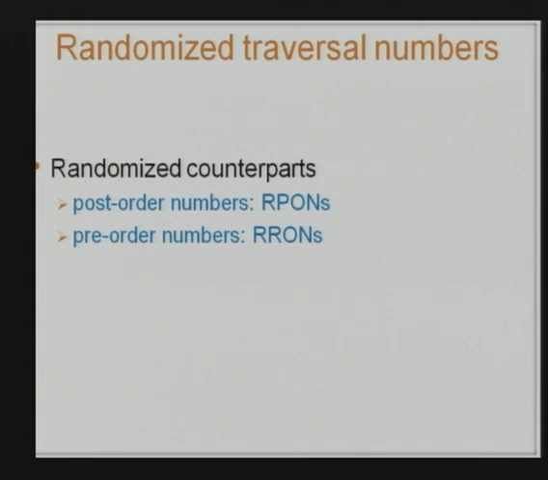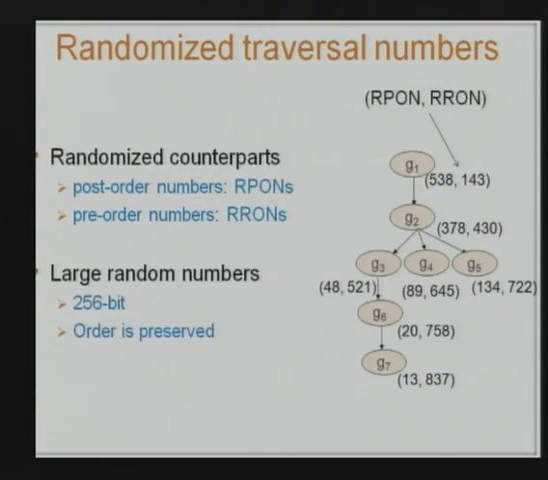Therefore, in order to prevent these leakages, we define a notion of randomized traversal numbers. We call them randomized post-order numbers, RPONs, and randomized pre-order numbers, RPRNs. Here we are talking only about non-binary trees. When we come to binary trees, we have to represent them with randomized in-order numbers, and either randomized post-order numbers or randomized pre-order numbers. Each of these randomized traversal numbers has a large bit length, for example 256 bits.